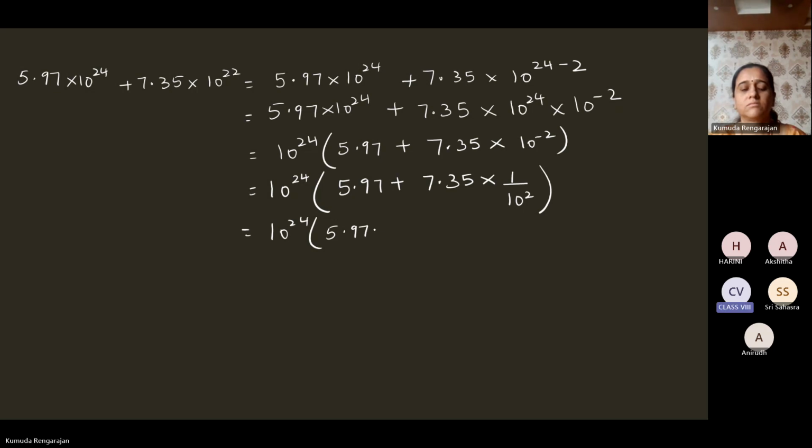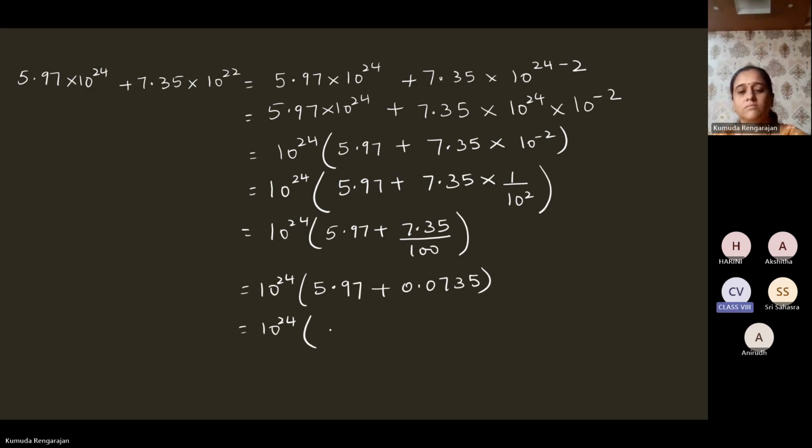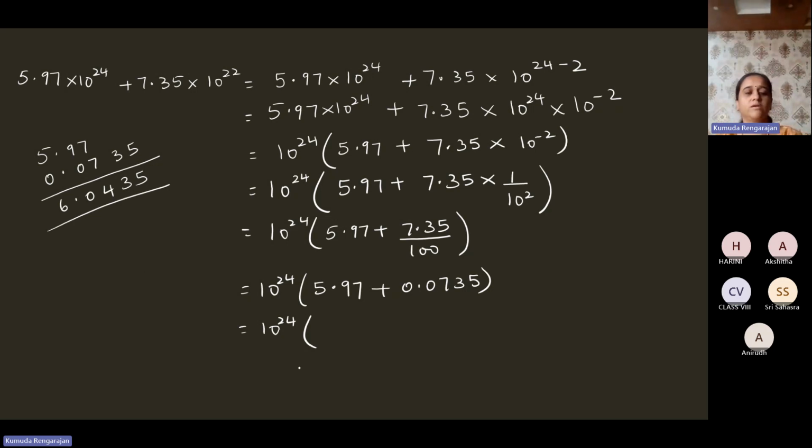Plus 7.35 by 100. Ma'am, we need to do the division first. 5.97 plus 0.0735, which is equal to 6.0435 into 10 power 24. How much is it? 6.0435. Okay.